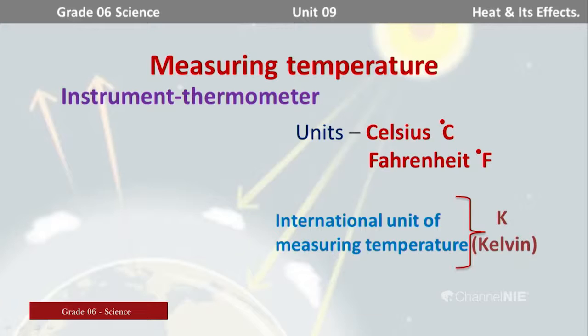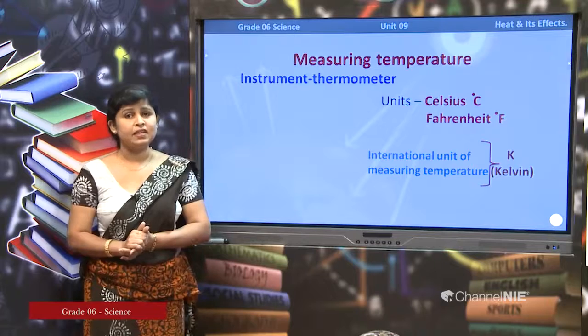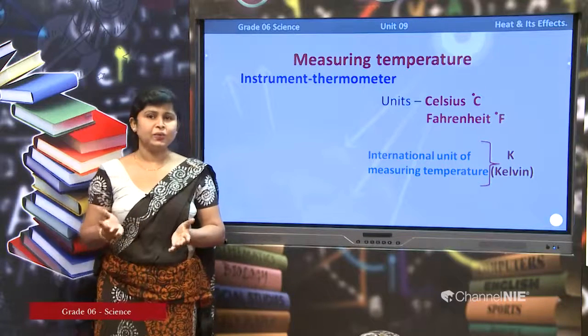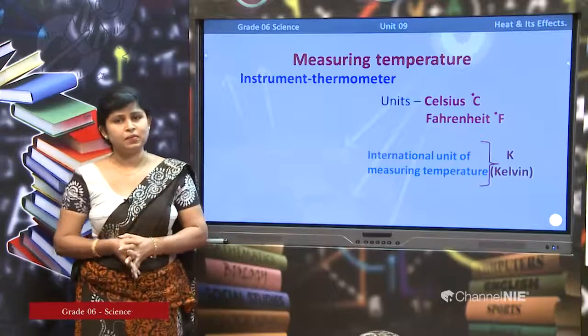Celsius and Fahrenheit. Actually, Celsius and Fahrenheit are known as widely used units. But in addition to Celsius and Fahrenheit, we can use Kelvin. The speciality regarding Kelvin is that it is the international unit of measuring temperature. We can use Celsius and Fahrenheit to measure the temperature. But the international unit of measuring the temperature is not Celsius or Fahrenheit. That is Kelvin. We denote it as symbol K, capital K.